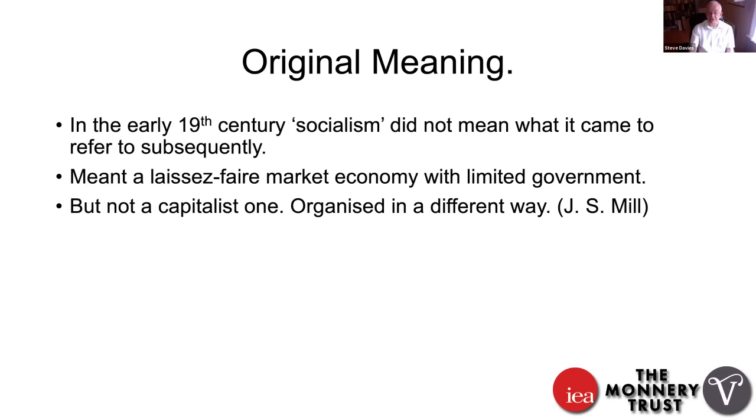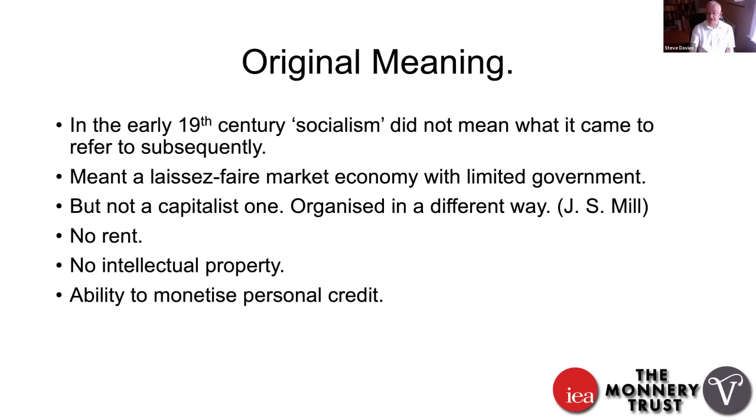So what were the main features of this laissez-faire market economy but non-capitalist economy that socialism as a word originally referred to? First of all, there was no rent. There was no landlord class, in other words. There was no way in which you were allowed to charge for access to land or buildings. Secondly, there was no intellectual property. There were no patents, no copyright. Thirdly, there was the ability to monetize personal credit so that private individuals or groups of individuals could issue their own money, essentially, in the form of promissory notes. This was a way of getting round what was supposed to be the money monopoly of the banking system.